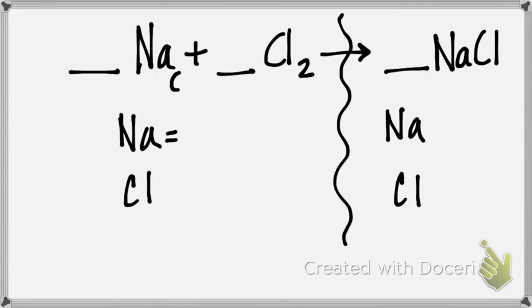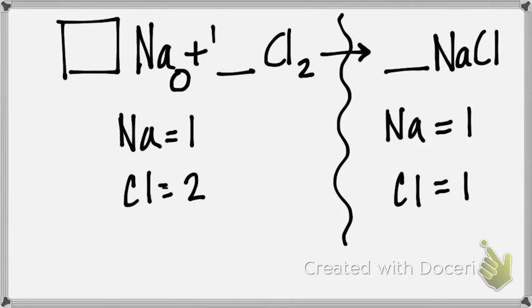Well, sodium doesn't have anything down here, so that means I just have 1. Chlorine, on the other hand, has a subscript of 2, so that means I have 2 atoms of chlorine. On the product side, I have 1 atom of sodium and 1 atom of chlorine. The law of conservation of matter says you can't create or destroy matter, so the only places that you can add a number are at the coefficient spots that I just made into boxes. Your sodium and your sodium are each at 1, so they're happy.